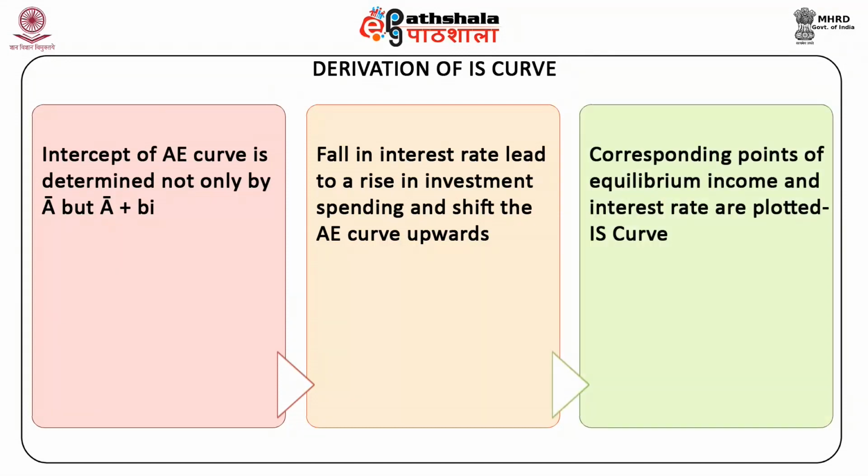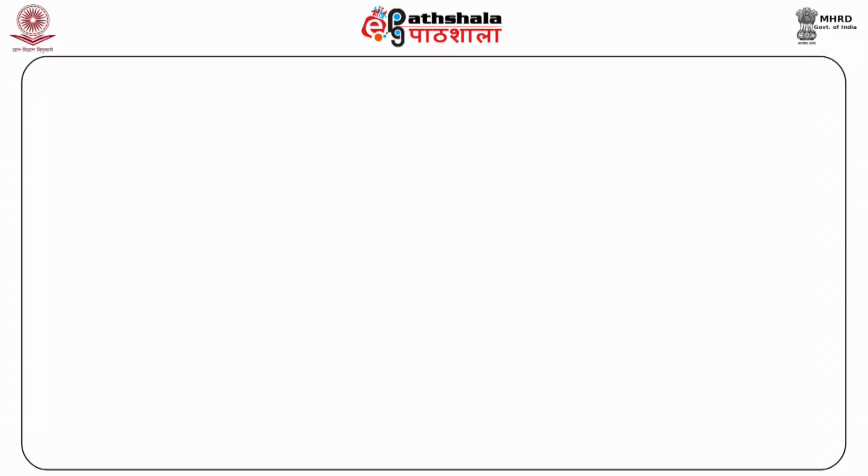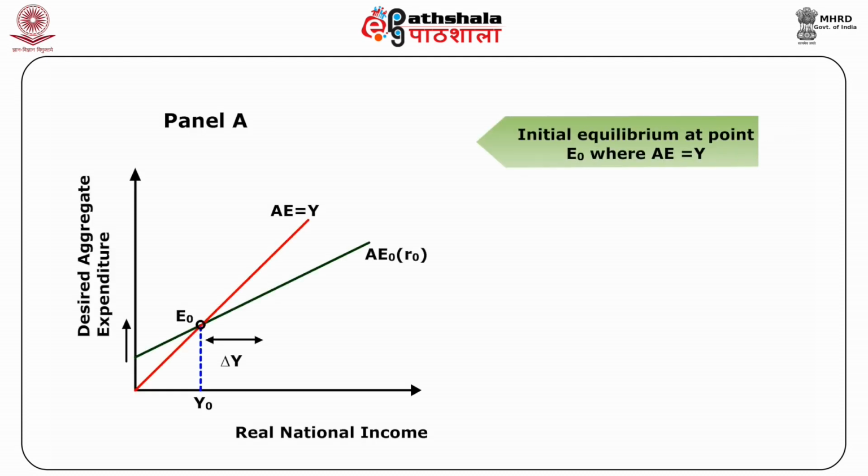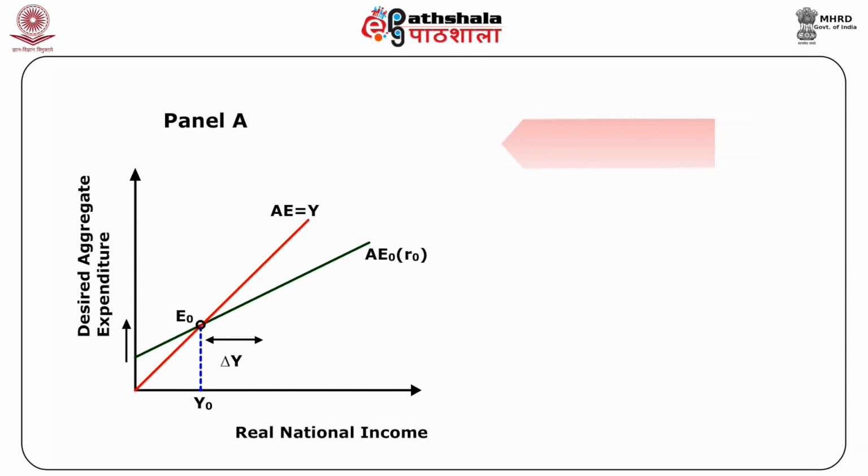When the corresponding points of equilibrium income and interest rate are plotted in the interest-income plane, we get the IS curve. Let us now derive the IS curve graphically. In panel A, the initial equilibrium in the economy is at point E0, where AE is equal to Y, the rate of interest is R0 and the equilibrium level of income is Y0.